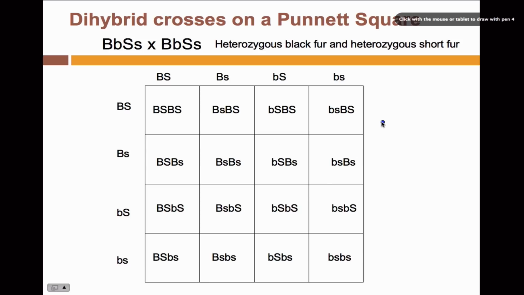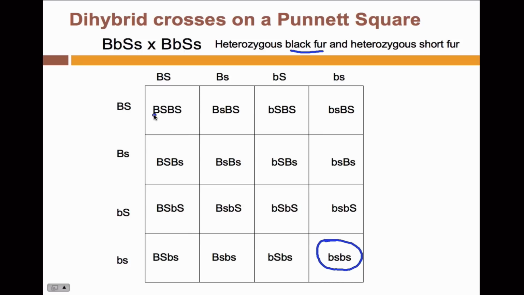And so now what we can do is look at ratios here. We can see which ones are going to have black fur and which ones are going to have white fur. We can see which ones are going to have long fur and which ones are going to have short fur. One of the things we look for right away is, will we have any rabbits with white long fur? And since those are both the recessive traits, we can see that we have one possibility for that.